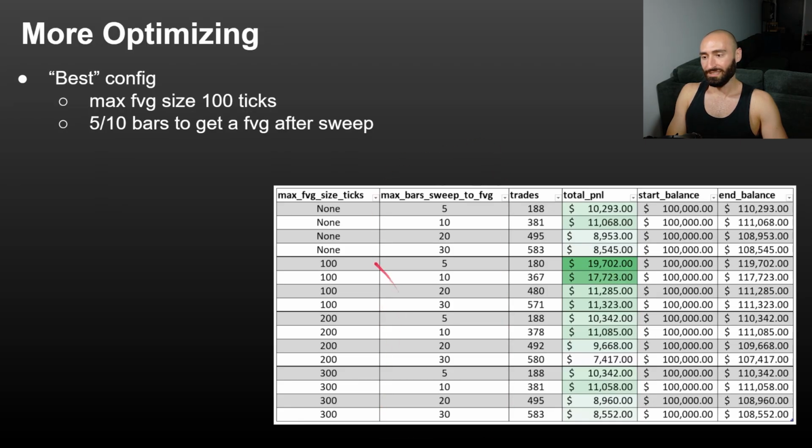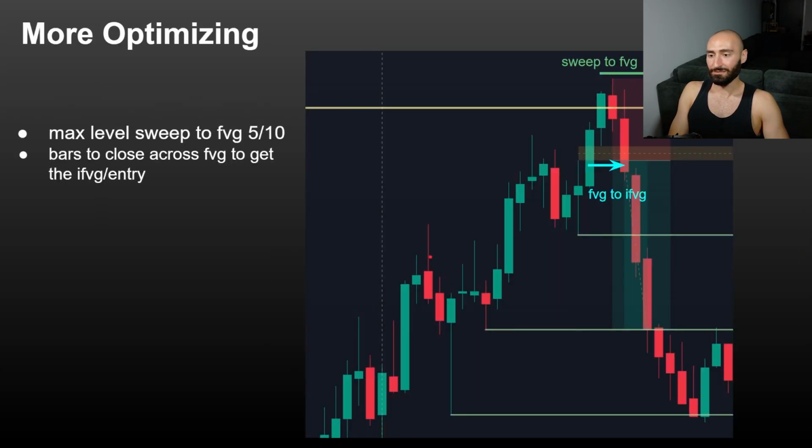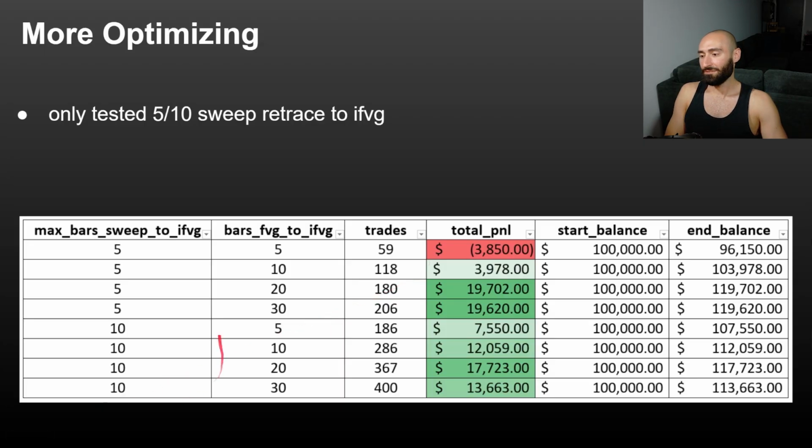My bad. So the maximum fair value gap size, the 100 was a sweet spot, right? And then 5, 10, 20, 30, from the sweep of the level to how long we should wait for a fair value gap. I tested 5 bars, 10 bars, 20, and 30. And it looks like when we got up to 20 and 30, it got worse, right? 19K, 17K, 11K, 11K. So I wanted to only work with these 5 and 10s. So that's why here, you see, we're looking at 5 and 10s.